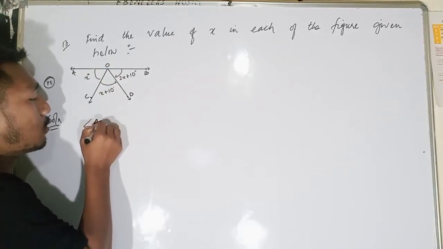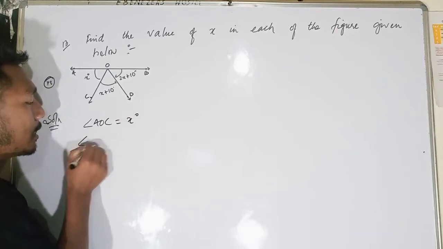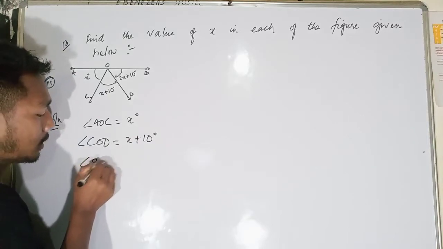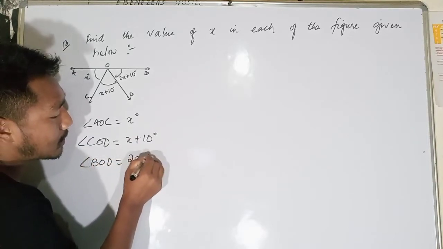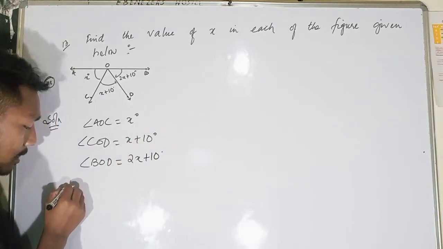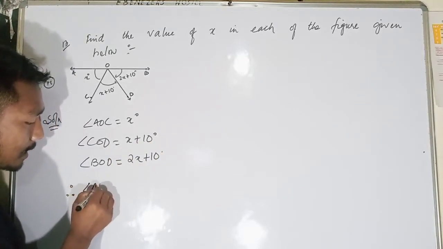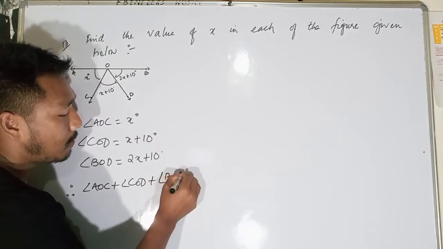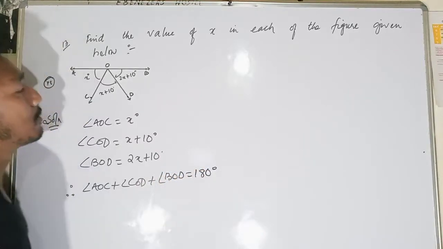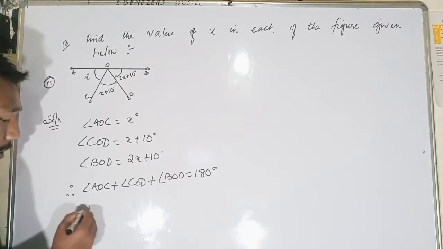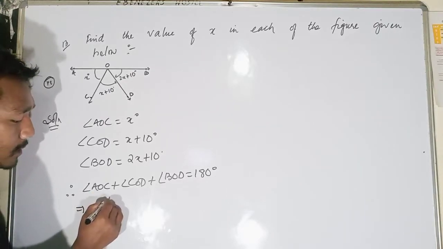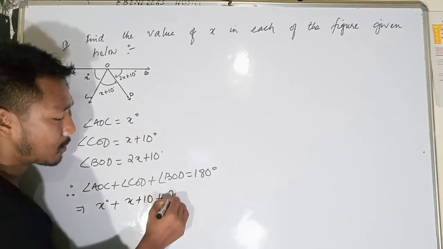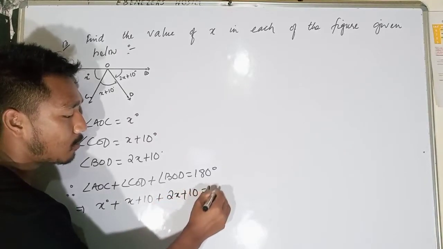So angle AOC is equal to x degrees. Angle COD is given as x plus 10. And angle BOD is given as 2x plus 10 degrees. So again, the sum of these three angles, angle AOC plus angle COD plus angle BOD, will be equal to 180 degrees. So x degrees plus x plus 10 degrees plus 2x plus 10 is equal to 180 degrees.